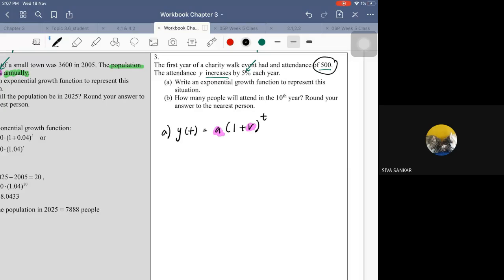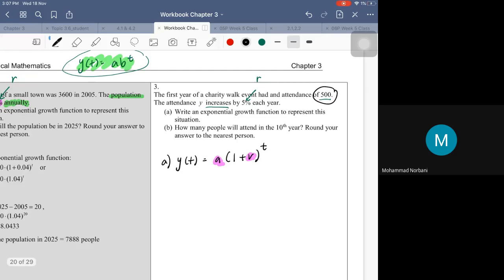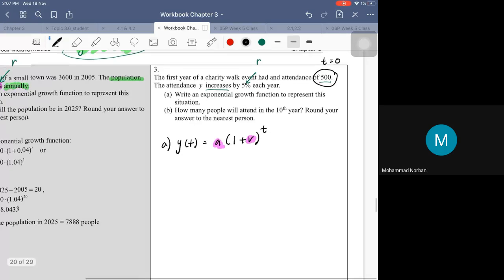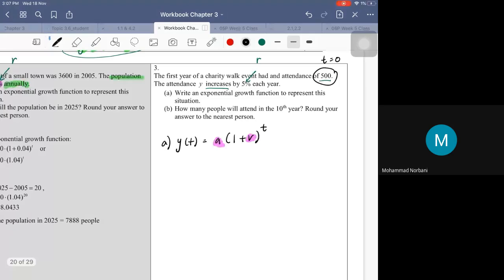500. So bila first time kita buat event tu, tahun yang pertama, so kita assume dia adalah T equal 0 at the beginning. Bila kita start calculate, so dia adalah sama dengan 500. So therefore, this is going to equal 500 multiplied by 1 plus R. Kita dah ada dah, rate dia adalah 5%.